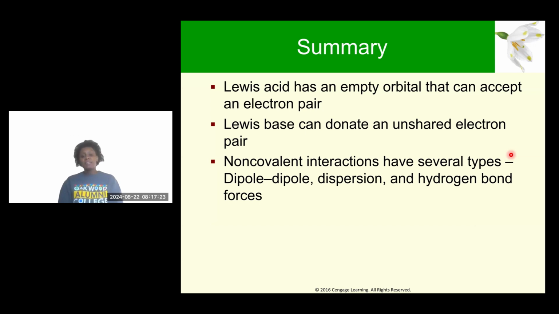Now, a Lewis acid has an empty orbital that can accept an electron pair, and Lewis bases have extra electrons that can be donated in the presence of unshared electrons where you have those lone pairs. And last but not least, non-covalent interactions have several types: dipole-dipole, dispersion, and hydrogen bond forces. And so that is all of chapter 2. Next time, we will be talking about chapter 3 when we're talking about organic chemistry and its functional groups.